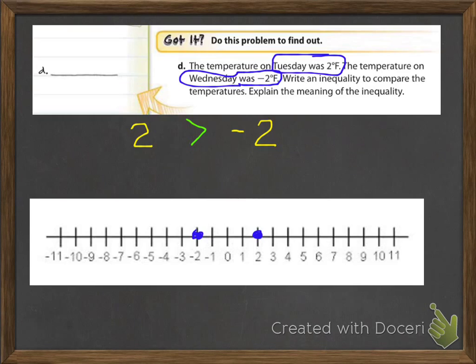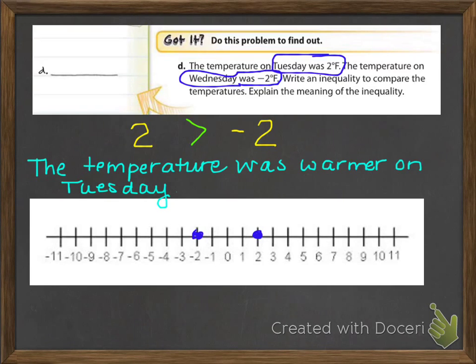And then it says to write an inequality, which we just did, and then you want to explain the meaning of the inequality. So that explanation should be the temperature was warmer on Tuesday. So you just want to make sure that you have that there. And then again, on the answer line, I would just write 2 is greater than -2. And you remember you want to keep those numbers in the order that they were given to you, and you just switch the sign around.